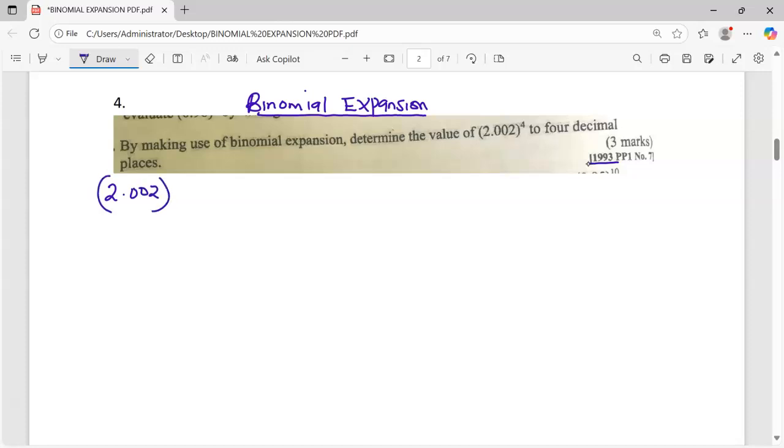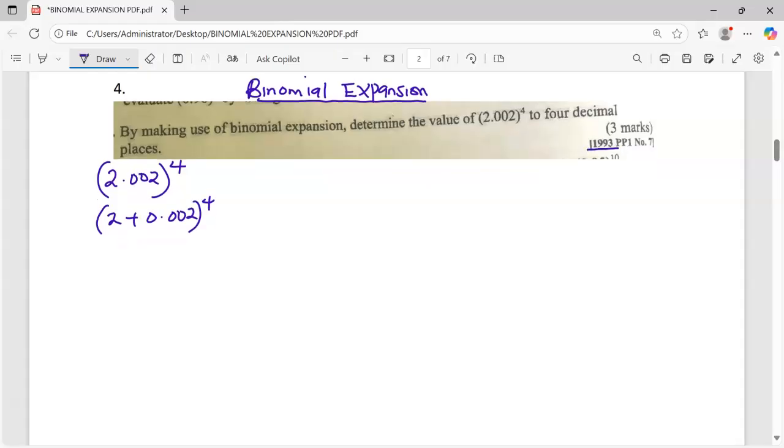we are going to bring 2.002, we raise it to the power of 4, and for us to use binomial expansion, we are going to split 2.002 into a whole number and the decimal part, and this is going to be 2 plus 0.002, then we raise this to the power of 4.